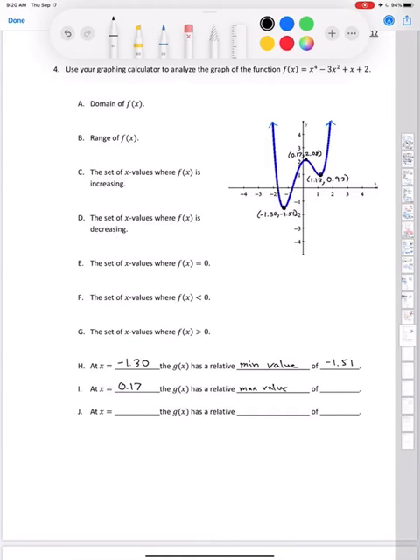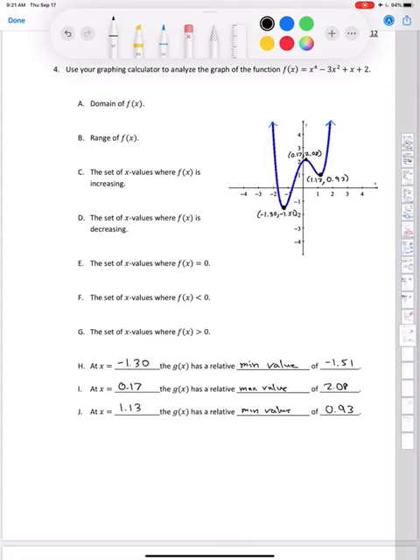right? And that max value is 2.08. Again, the value is the output, the y-coordinate. And then our final turning point at x equal to 1.13, g of x has another relative min value of 0.93. So find those first, and then we'll go back to the rest of the question.